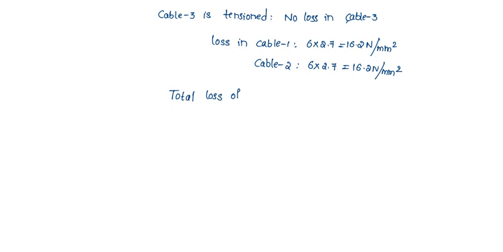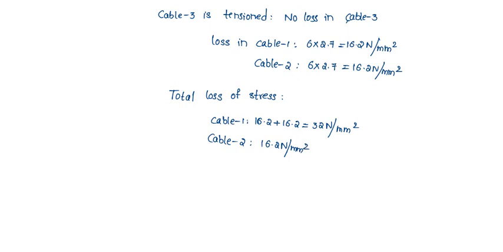So total loss of stress in cable 1 is, while cable 2 is tensioning, there is a loss of 16.2 in cable 1. When cable 3 is tensioning, there is a loss of 16.2. So in cable 1, the total loss is 32 Newton per mm square. Whereas in cable 2, loss is 16.2 Newton per mm square. When cable 3 is tensioned, loss in cable 3 is 0.